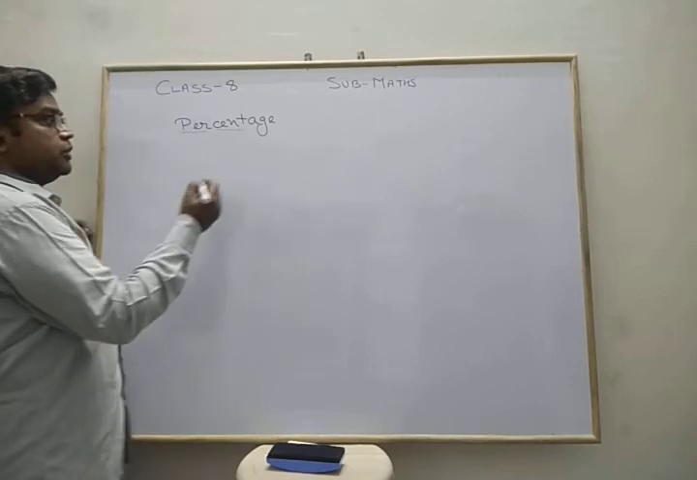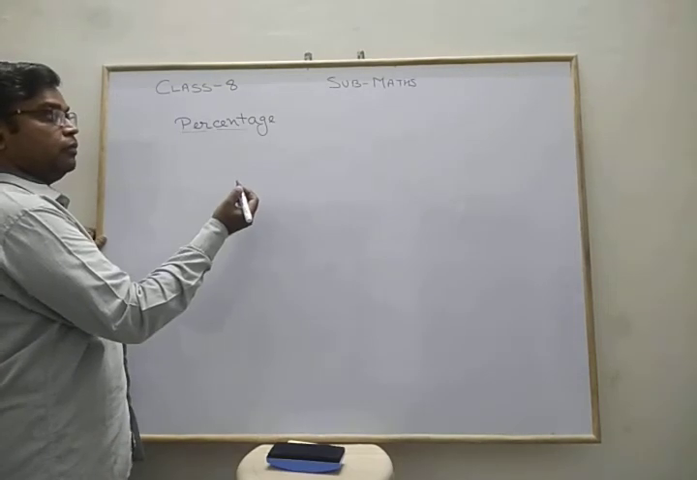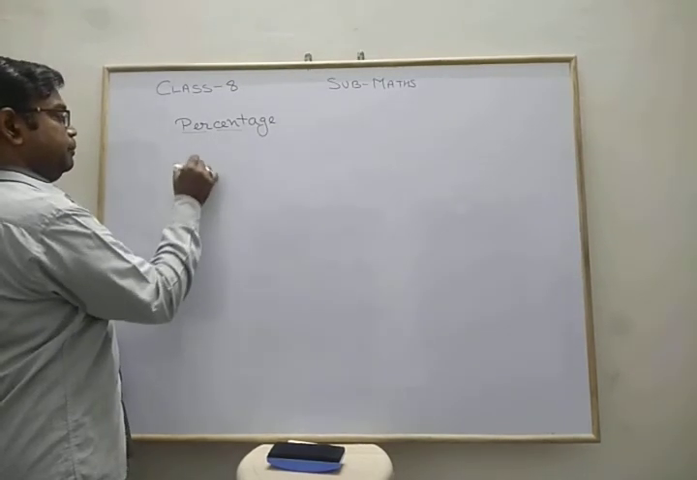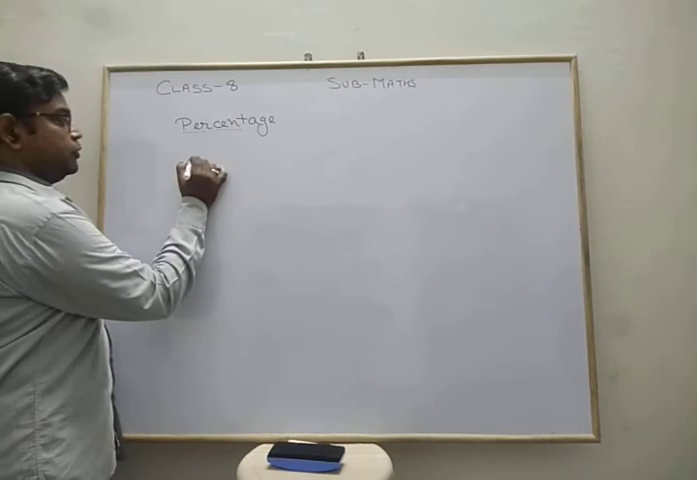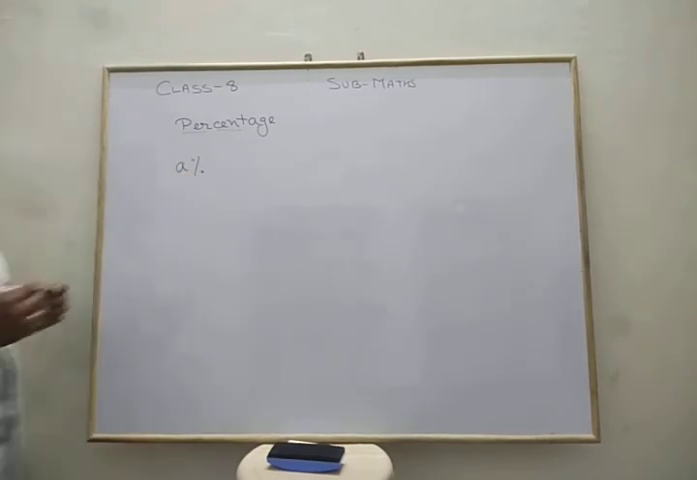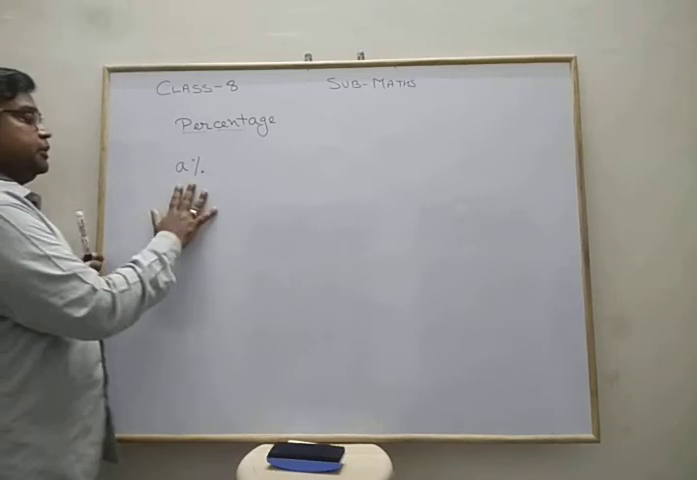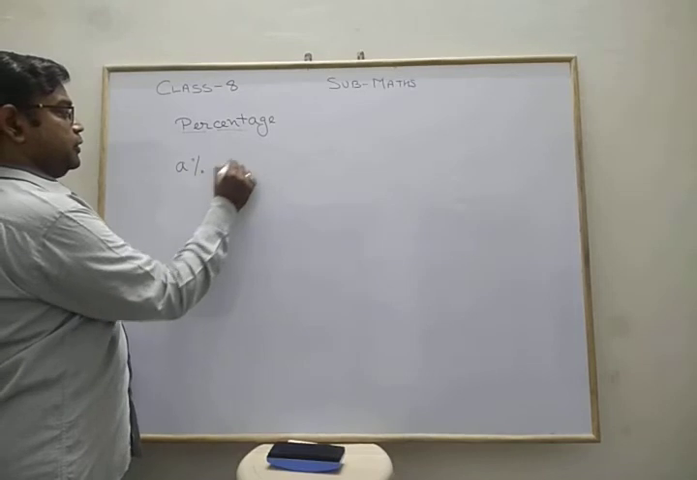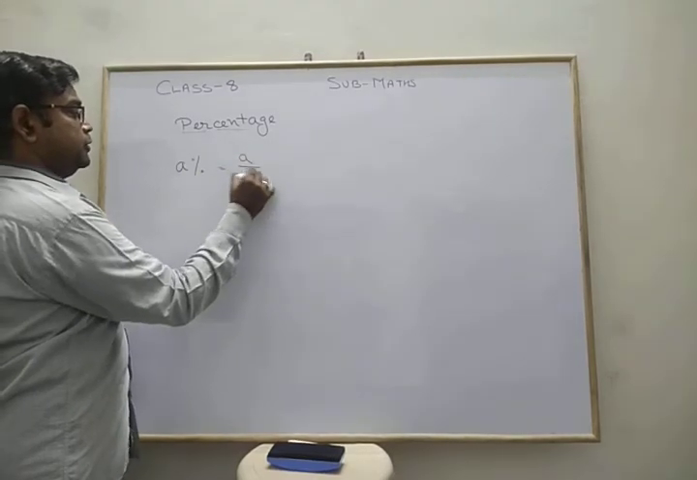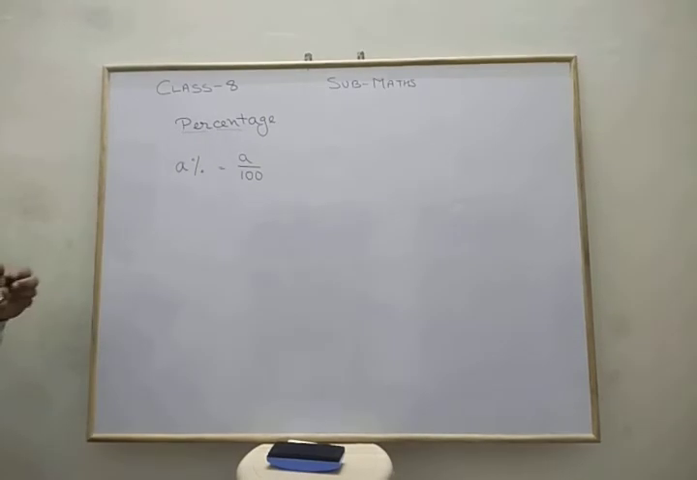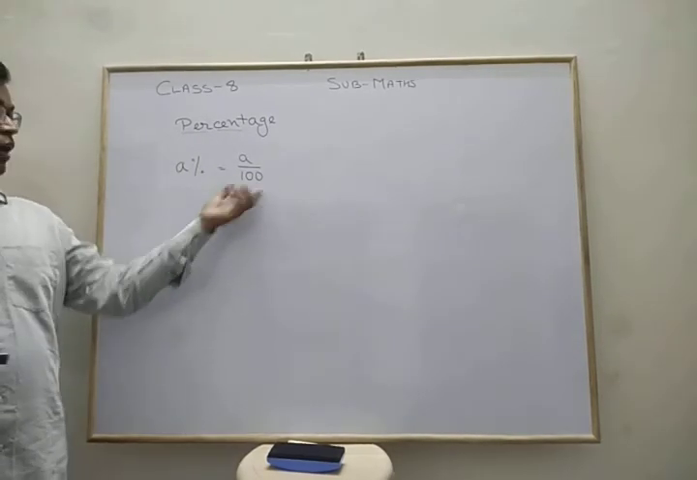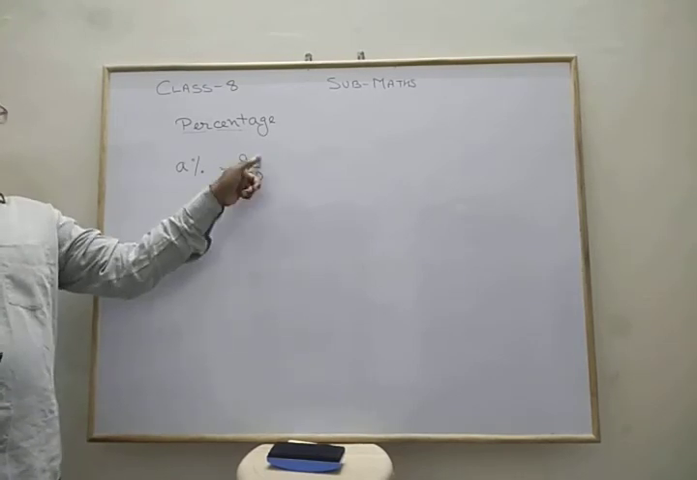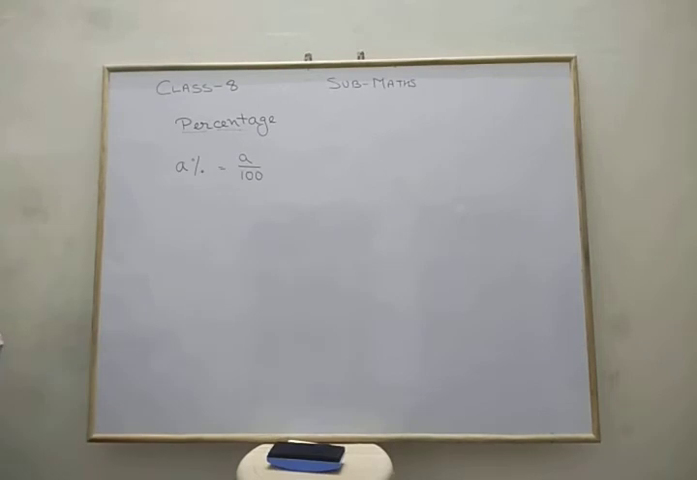Now we use some symbols to define percentage. If we are writing a percent, it means out of 100, a part. Numerically we can write this as a upon 100. This is similar to ratio: out of 100, a part. This is the concept of your percentage.